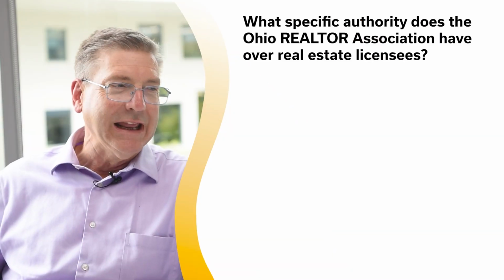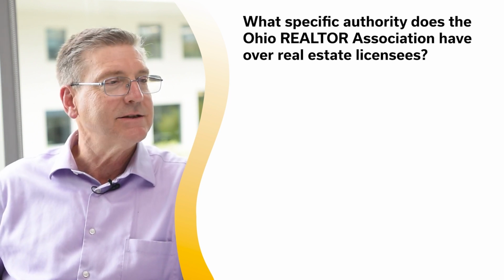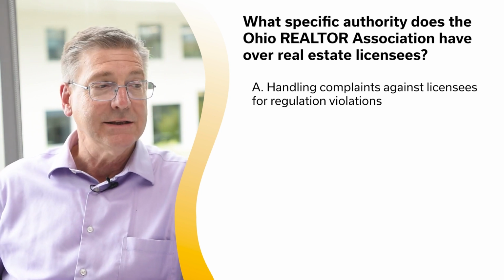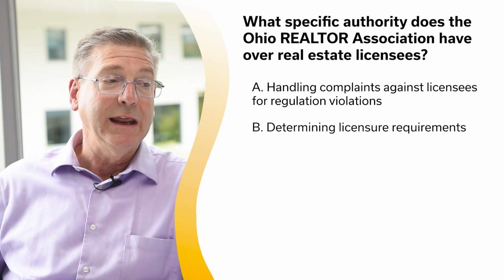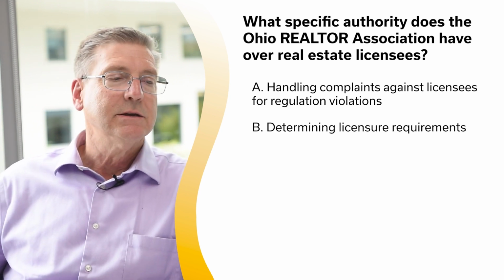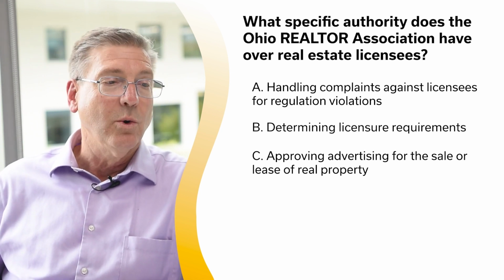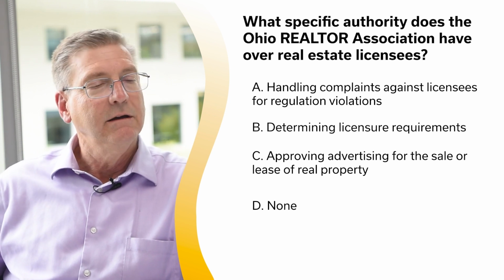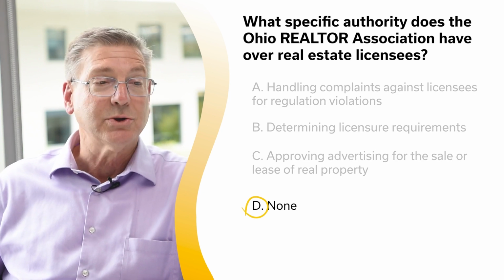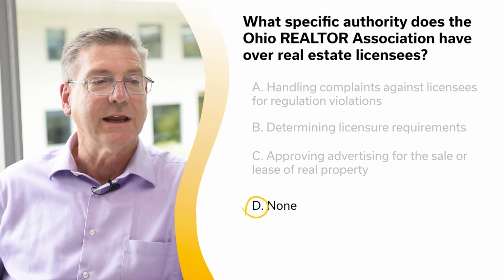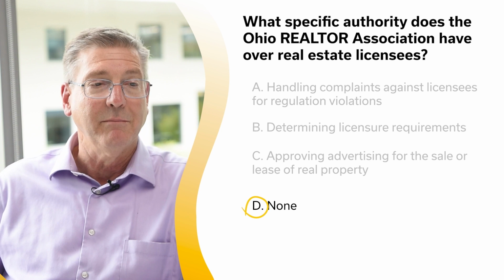What specific authority does the Ohio Realtor Association have over real estate licensees? A, handling complaints against licensees for regulation violations. B, determining licensure requirements. C, approving advertising for the sale or lease of real property. Or D, none of these. The correct answer is D, none. The Ohio Realtor Association has no authority over real estate licensees. Instead, it is a professional organization with voluntary membership.